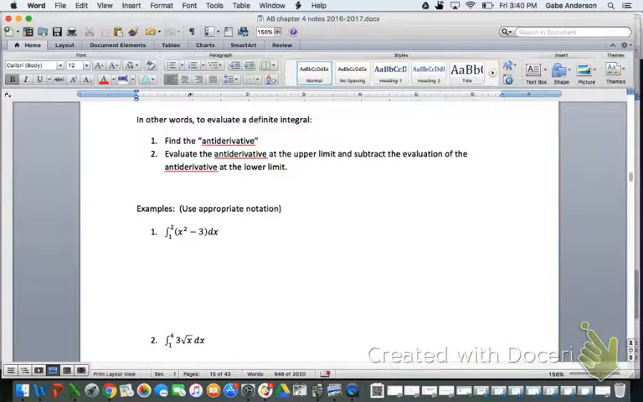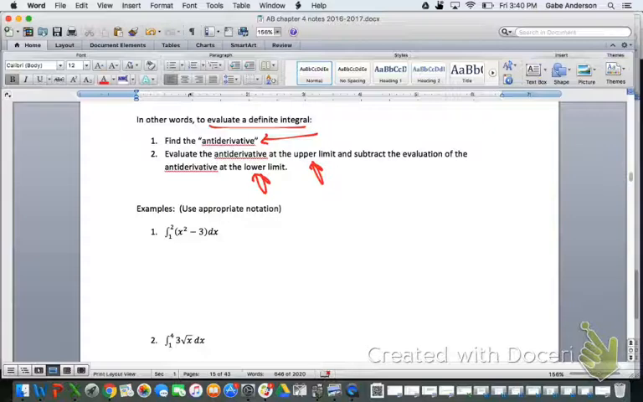If you want to boil it down to its most simple process, here is how we evaluate a definite integral with FTC1. First, we find the antiderivative. We've done this quite a bit already. Once you've found it, we evaluate the antiderivative at the upper limit and then subtract the evaluation of that antiderivative at the lower limit. In other words, plug in the high limit, plug in the low limit, and find the difference between the two. We're going to do a couple of examples here. I think you'll pick up on this pretty quickly and have a lot of success.